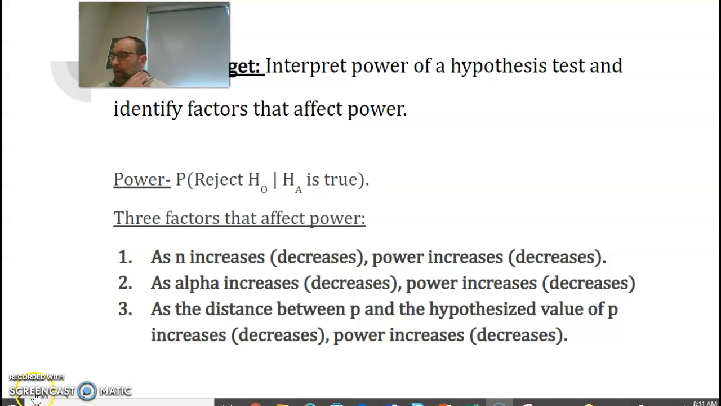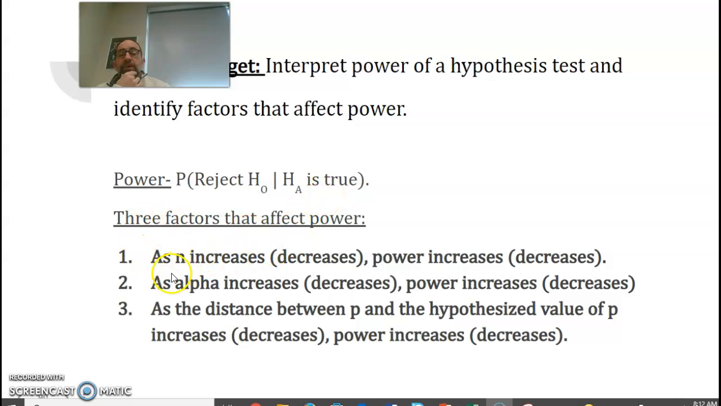So in our box to summarize our learning for today, our learning target was to interpret the power of a hypothesis test and identify the factors that affect the power. So we learned today that the power is the probability of rejecting the null hypothesis when the alternative is true. We're interested in this because our alternative is where our theory is, and we want to know the probability that we correctly validate our theory.